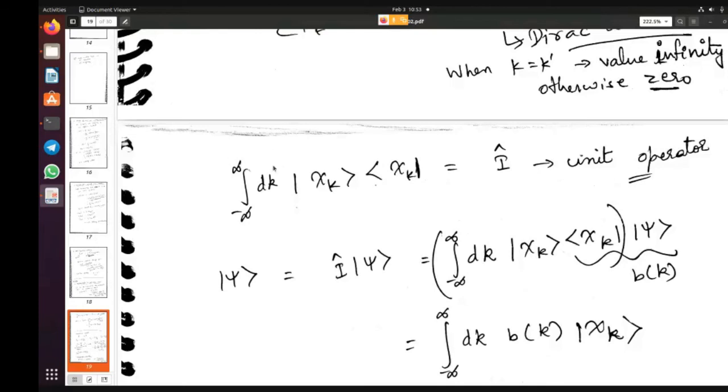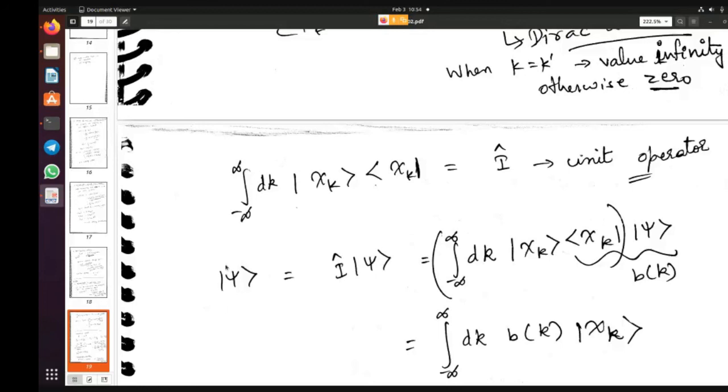And again, in the discrete space, you had summation, right? Summation n equal to 1 to infinity. But in the continuous space, you have integration. Always remember when you go from discrete space to continuous space, summation becomes integration, and your Kronecker delta becomes your Dirac delta function. That is the only difference.